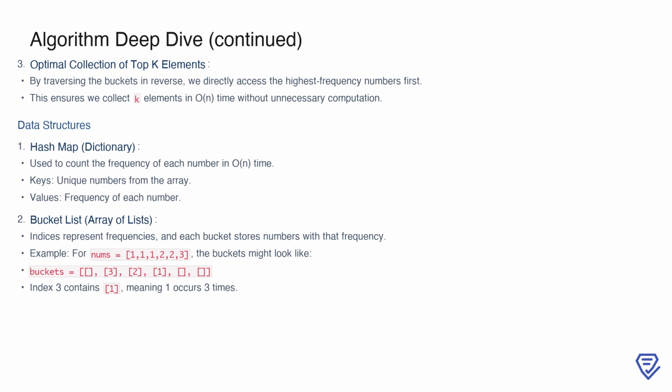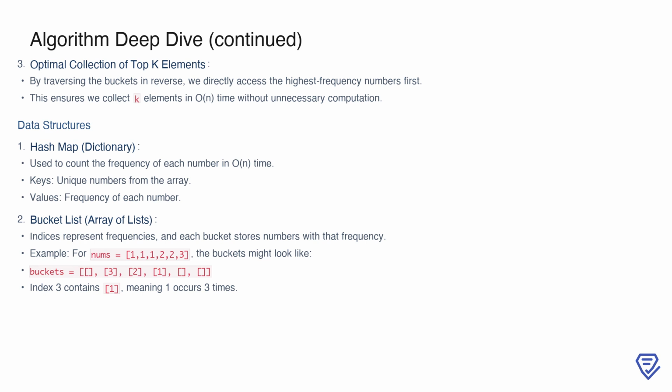The data structures used play a crucial role in this algorithm. First, the hash map allows us to count frequencies in O(n) time. Here, the keys represent the unique numbers in the array, while the values store their respective frequencies. Second, the bucket list organizes these numbers based on their frequency. Each index in the list corresponds to a frequency, and the buckets contain the numbers that occur with that frequency.